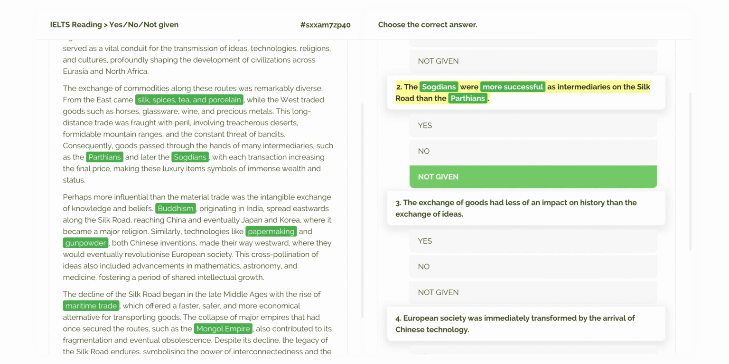No means the text makes the comparison and disagrees. Not given means no such comparison is made. The answer is not given. Paragraph 2 mentions both groups, intermediaries such as the Parthians and later the Sogdians. The text tells us the Sogdians came later, but it says nothing about which group was more successful. Since there is no comparison of their success, the information is not given.